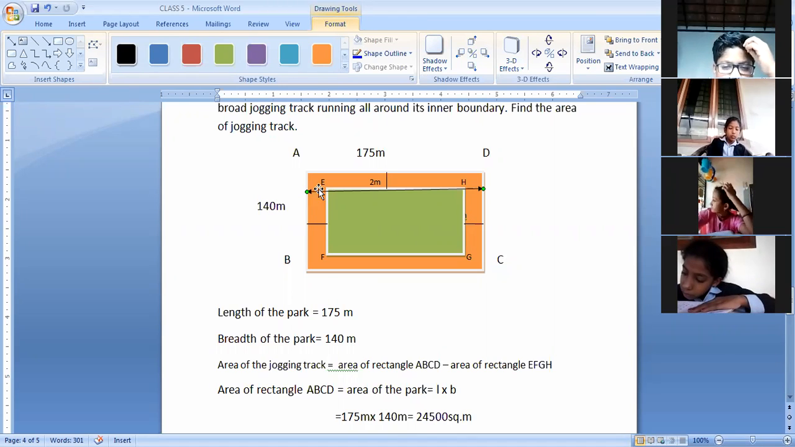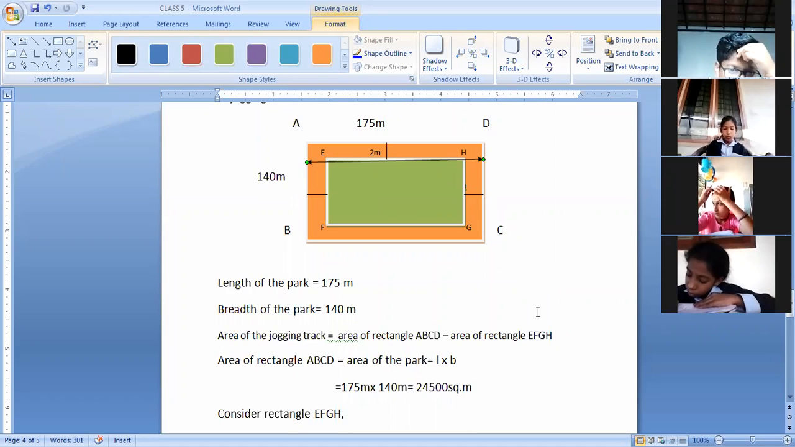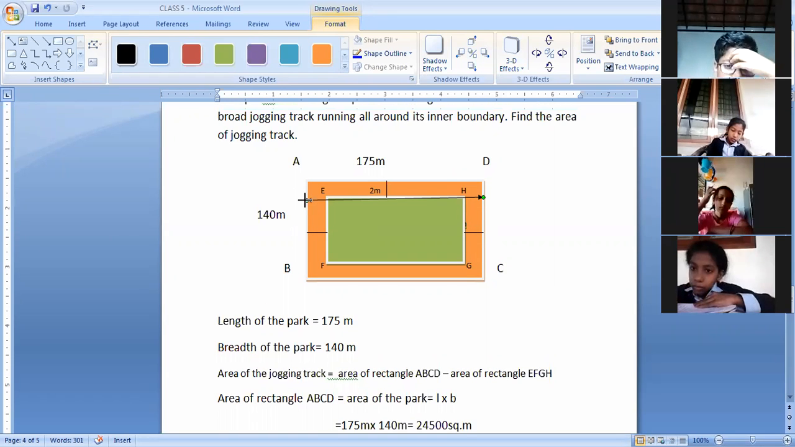2 meter. And what about this? This is also 2 meter. If we subtract this 2 meter plus 2 meter, that is 4 meter, from 175, we will get this length EH, right? Clear? 175 is the total length. We only need the length of the line EH. That is the length of the rectangle EFGH.